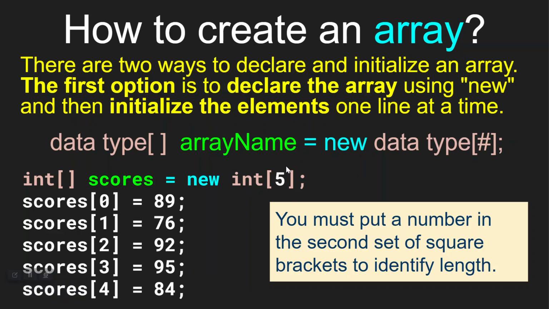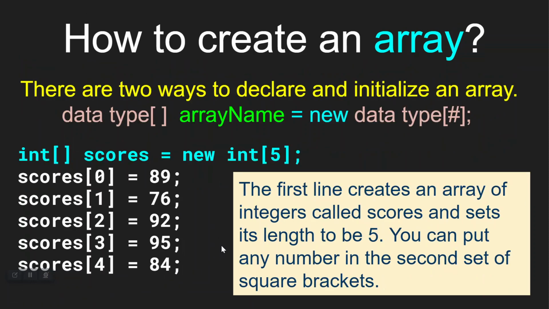One thing that's important to note is that you must put a number in the second set of square brackets to identify the length. If you leave this empty, it'll throw an error. But basically what we're doing here is we're creating an empty array, or an array of all zeros, and then we're going through and reassigning each one of those elements a different value. And so, yeah, there you go. The first line creates an array of integers called scores and sets the length to be 5.